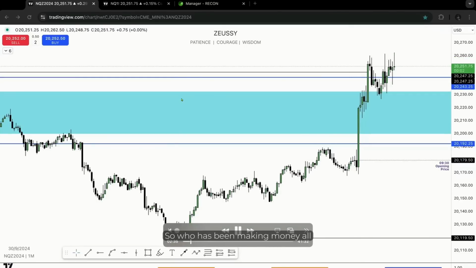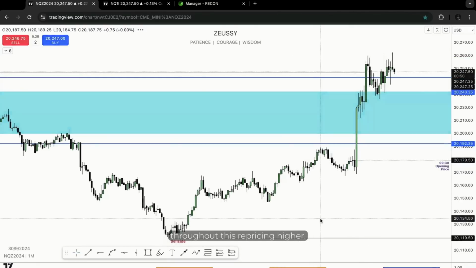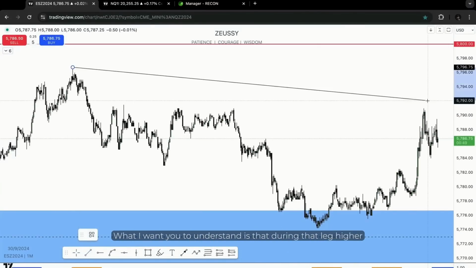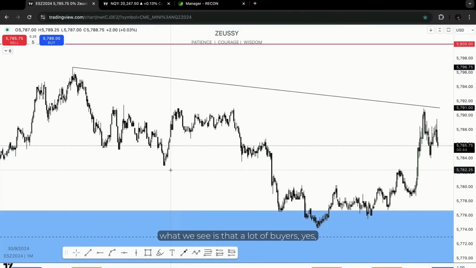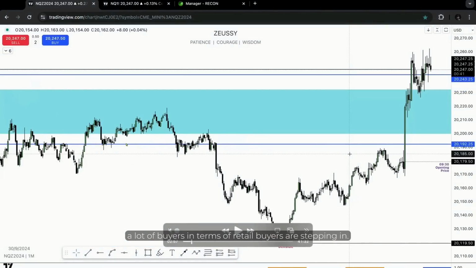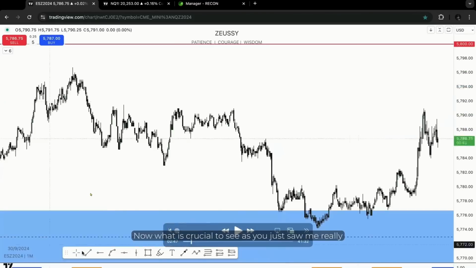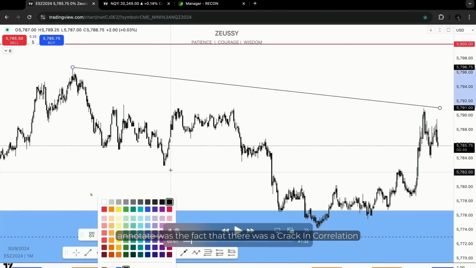So who has been making money all throughout this repricing higher, throughout that leg higher? What I want you to understand is that during that leg higher, a lot of buyers, yes, a lot of retail buyers, are stepping in. They think that the market is very bullish when they see this run higher taking place. They think to themselves, oh, we need to go market long because else we're going to miss out on this expansion towards the upside.